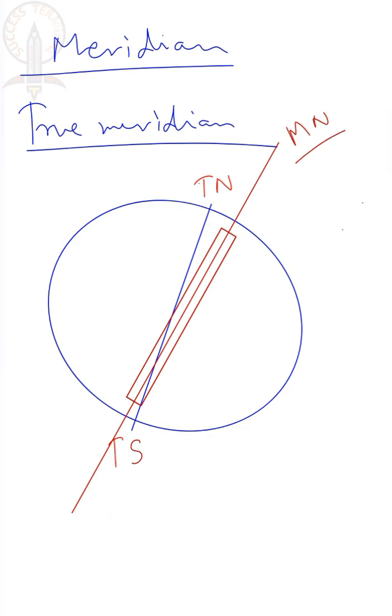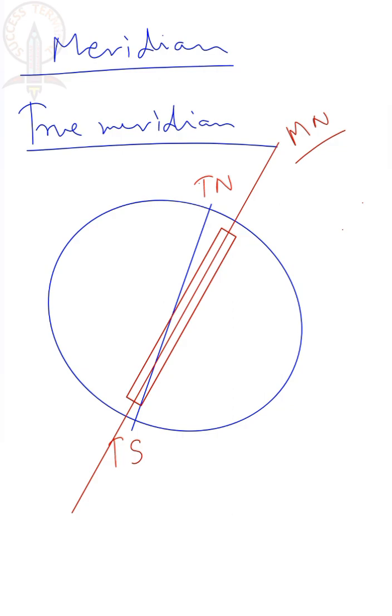Now these true meridian, what do you mean by true meridian? The line or plane passing through the geographical north pole and geographical south pole and any point on the surface of the earth is known as true meridian. And in case of magnetic meridian, when a magnetic needle is suspended freely, then it indicates a direction, that is magnetic north. You know that very well.